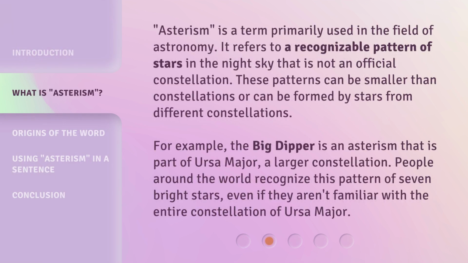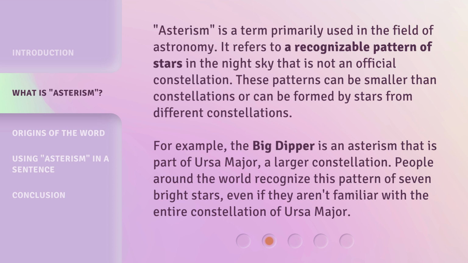Asterism is a term primarily used in the field of astronomy. It refers to a recognizable pattern of stars in the night sky that is not an official constellation. These patterns can be smaller than constellations or can be formed by stars from different constellations.